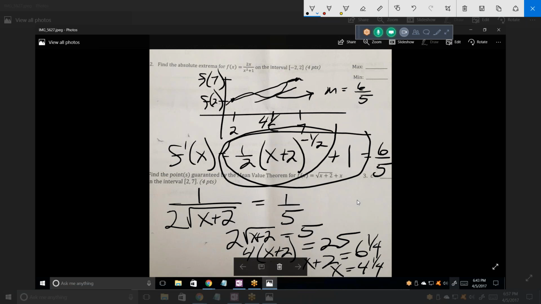4 1/4 is the value for c, where the derivative at 4 1/4 is the same slope as it is between 2 and 7. That's what the mean value theorem says. So whenever they're asking you to find the c for the mean value theorem, what you got to do is take the derivative of the function and compare it with the average slope between these 2 points, between 2 and 7. And you get the average slope by f of 7 minus f of 2, all divided by 7 minus 2.